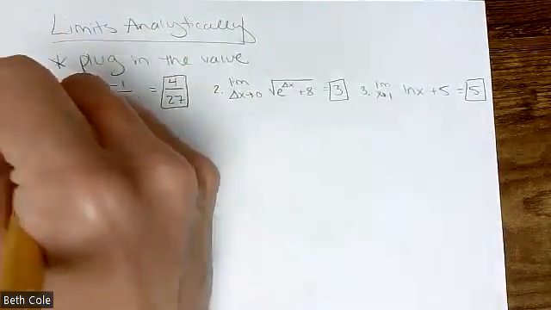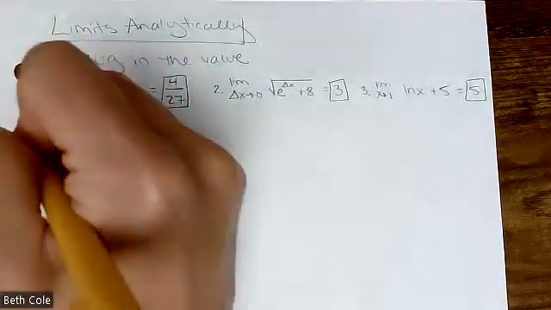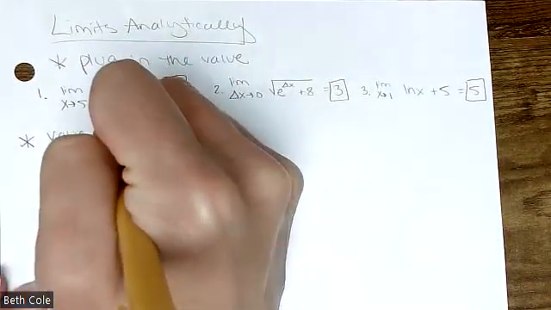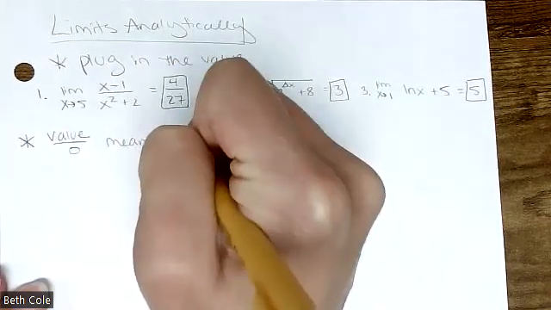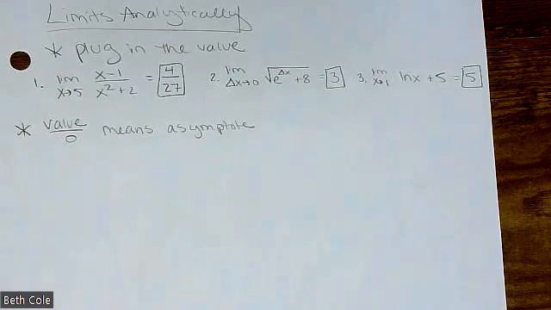All right, so let's do our second method. I don't have anything else to say about the first method: plug in the number. If you get a value over 0, that means you have an asymptote. So if you get 3 over 0 or -5 over 0 or 12 over 0, that means that there is an asymptote in the graph.